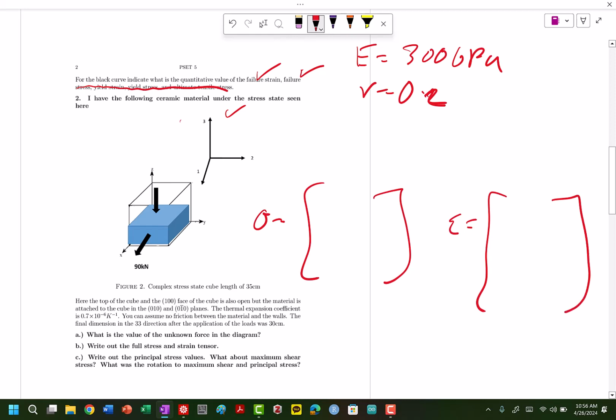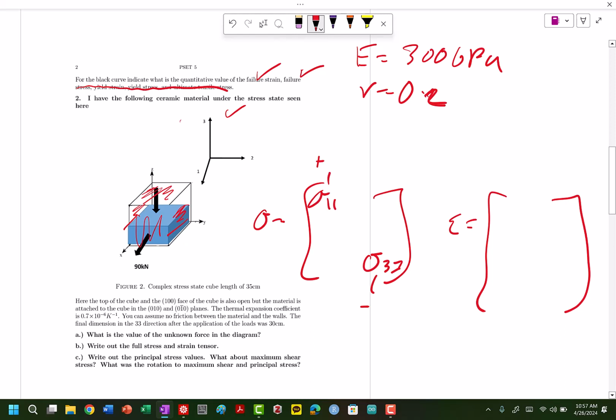We have an arrow that's pushing down in the 3-3, so there's going to be a stress in the 3-3, and we should expect that to be negative. There's also the top of the cube here. So this top and then this face are open. Material is attached to the cube, basically here and here, so they're physically attached on those planes. So we see a stress in the 1-1 as well, and that should be positive.